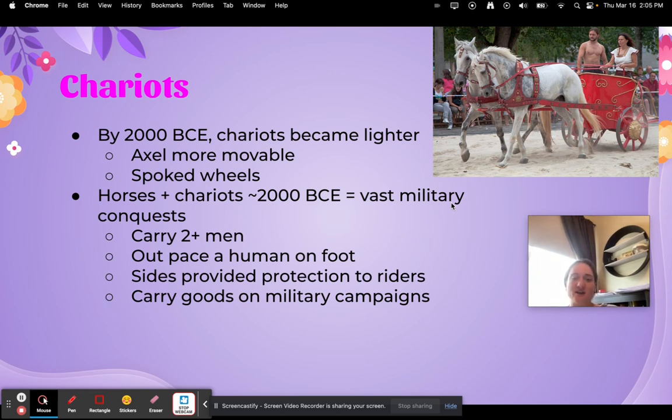So a horse plus chariot at about 2000 BCE meant vast military conquest because it could carry 2 or more men. It could outpace any human on foot. Also, the size of the chariot would provide a little bit of protection to the riders, and it could also be used to carry goods on military campaigns.